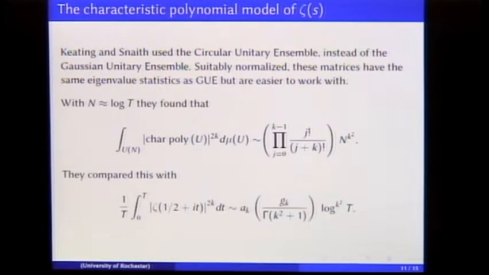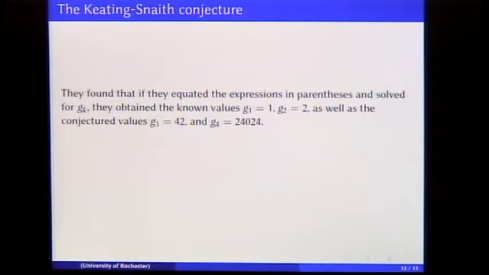Now, the conjectural moment for the zeta function on the half line, the 2kth moment, looks like this. So if you take n to be about log t, these terms match. This arithmetical factor in the zeta function, you don't really expect it to be here, since these characteristic polynomials don't see prime numbers. Then you get this factor left. So maybe this and this should agree. That was their hope.